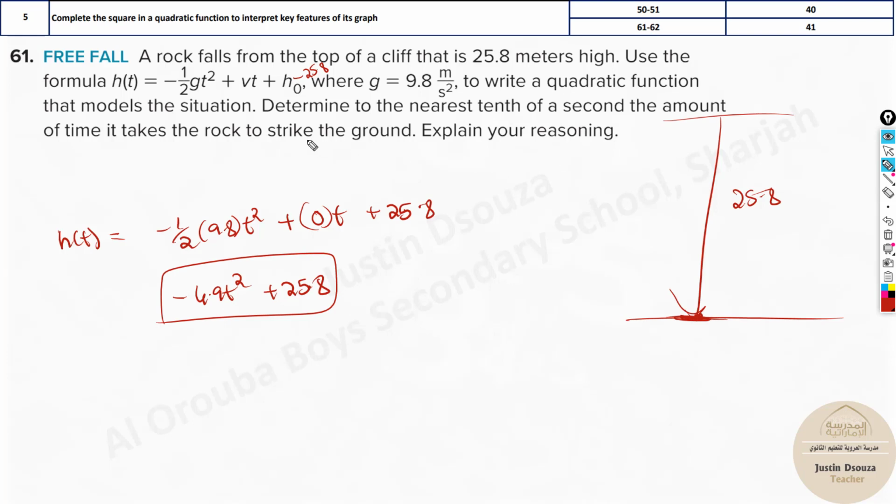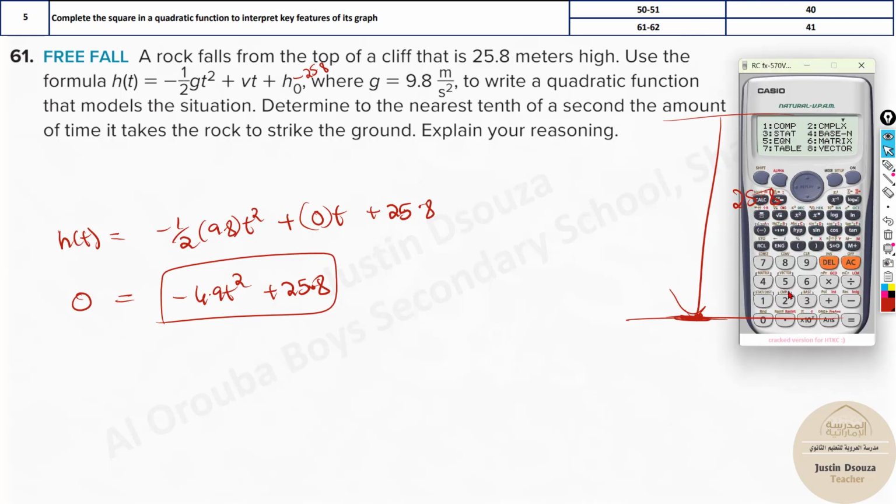That's it. Now that's the equation. What else do they want? The time taken when it strikes. I'm sorry, this is 25.8. Okay, now solve this equation. Equate this to 0. Solve this as a quadratic equation. Find the solution of the t value. Basically, that is the answer of the time it takes to strike the ground. We will use a calculator easily. We can solve this. Here, just press mode 5 and 3 because this is quadratic.